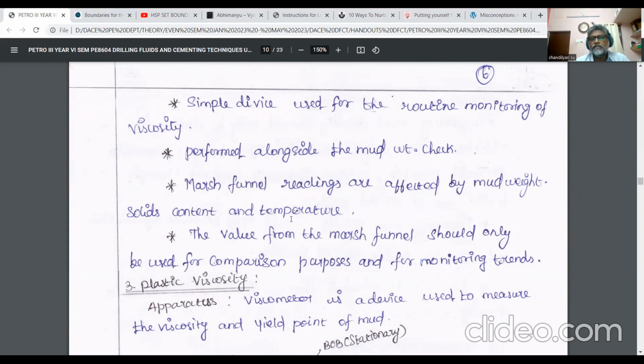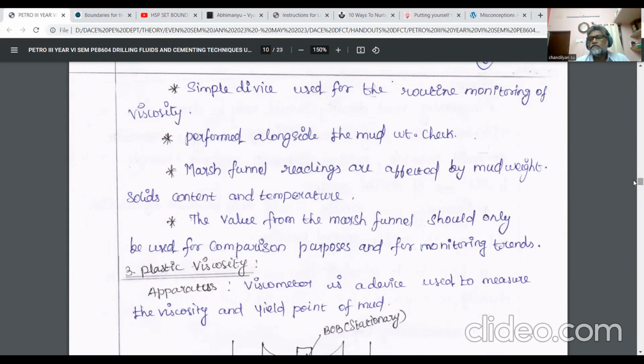That's the point: solid contents and temperature also matter. If the temperature is very hot or increased, the fluid is released more quickly through the orifice. We know that; we have seen it in the Redwood viscometer as well as in the Saybolt viscometers. The value from the Marsh funnel should only be used for comparison purposes and for monitoring trends. This is an indirect indication. We are not going to make big design equations or rocket science from this. This is one of the tests for finding out the viscosity.